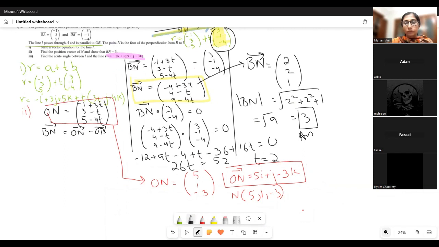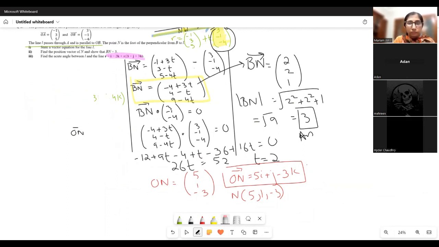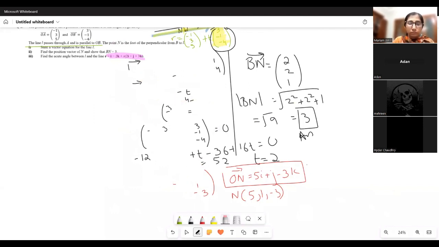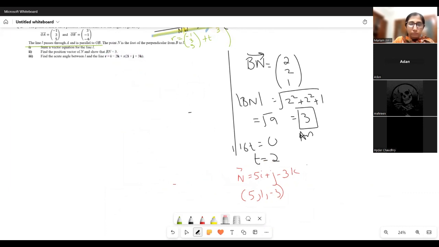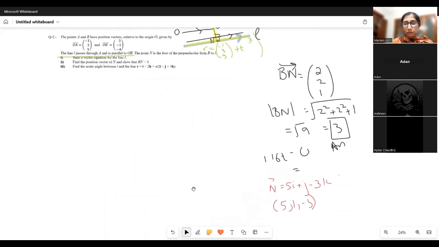Okay, last part of this question. Just give me a second. The screen seems to be stuck.